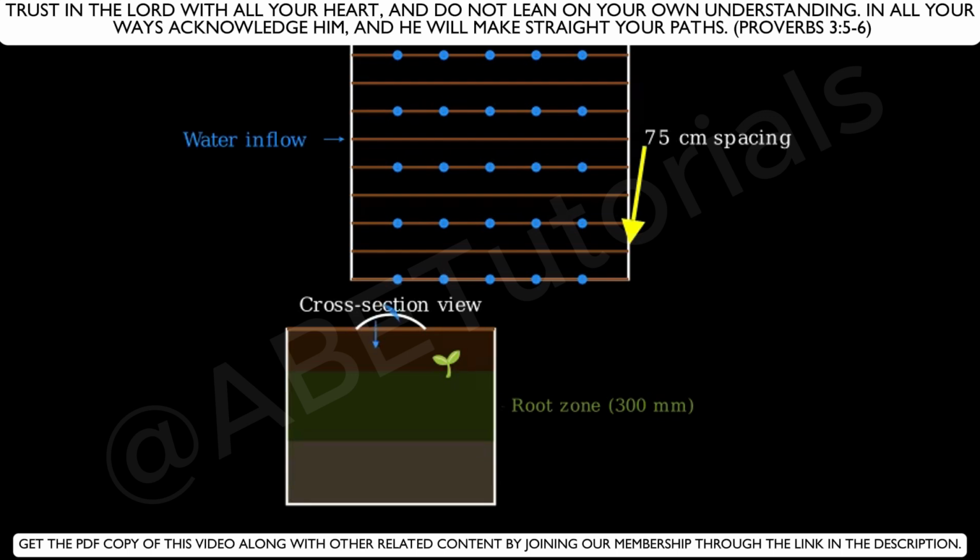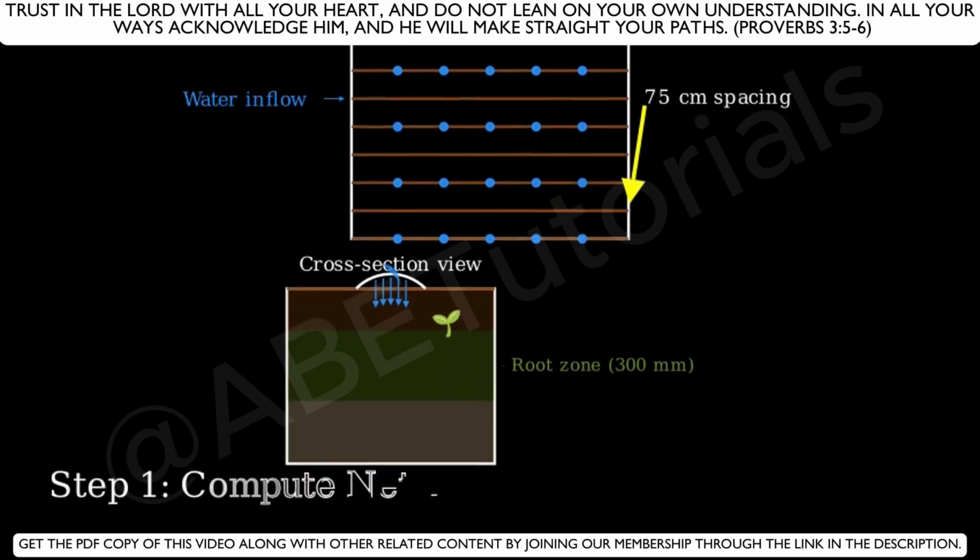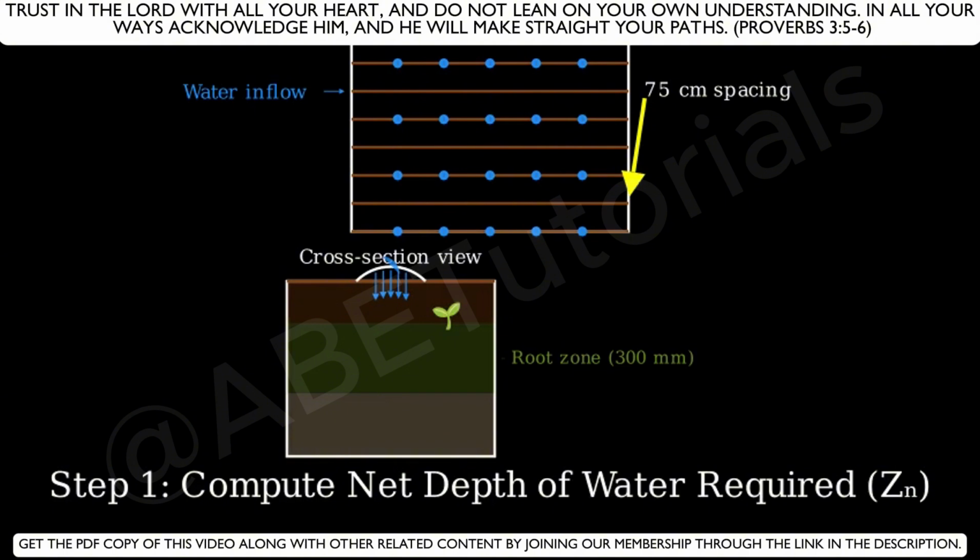The key challenge in furrow irrigation is determining how long to allow water to flow into the furrows to ensure proper infiltration without excessive waste. Now, let's solve this problem step by step. Step 1. We need to compute the net depth of water required, which we'll call Z sub n.